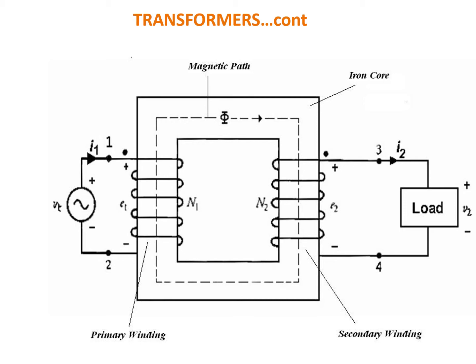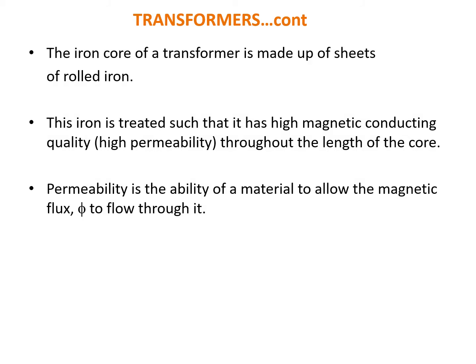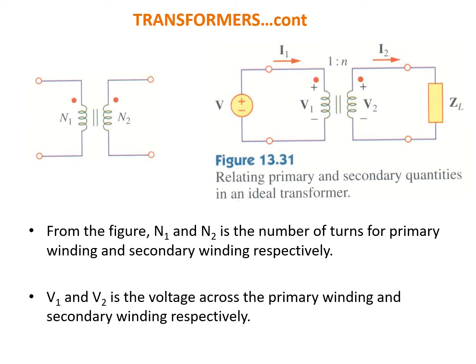We will have this iron core, and the primary winding and the secondary winding. N is the turn number of the winding. The iron core of a transformer is made up of sheets of rolled iron, and this iron is treated such that it has high magnetic conducting quality throughout the length of the core. Permeability is the ability of a material to allow the magnetic flux to flow through it. So there is no conducting of current; they are operating by magnetic conduction.